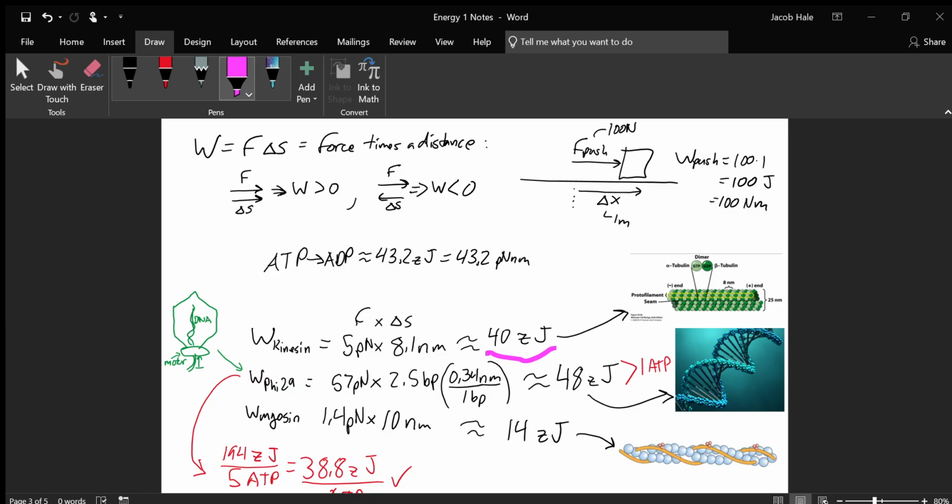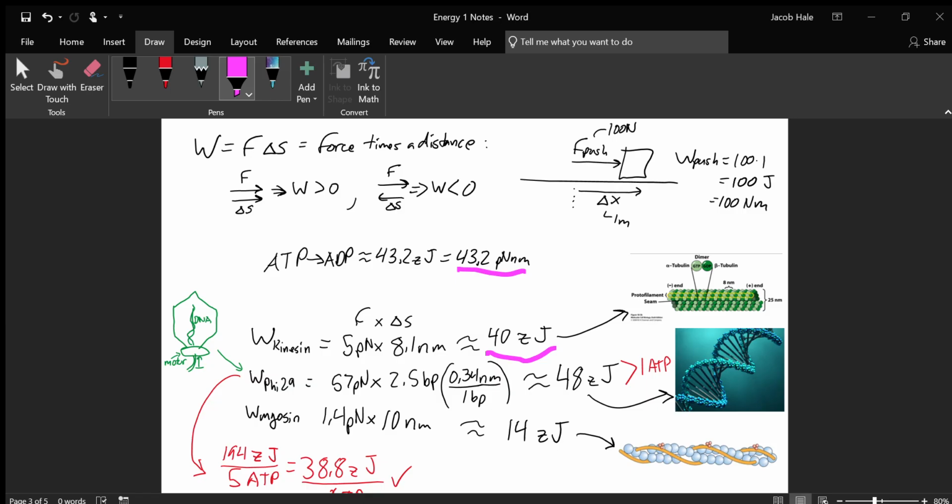Okay, and so that's on the order of ATP, but a little less, which is good, because if it was a little more, that means it couldn't do that step with 1 ATP. It takes ATP to do this, and the biggest thing is that energy transfers and transformations need to be consistent. So this says that when you hydrolyze 1 ATP, hydrolyze meaning ATP to ADP, you have the ability to get 43.2 piconewton nanometers out of it.